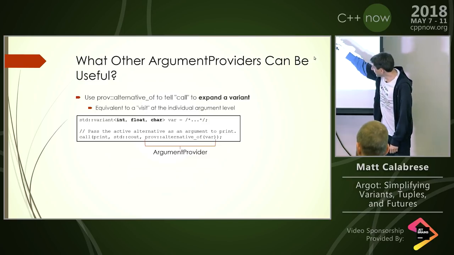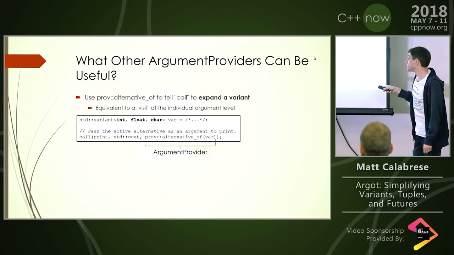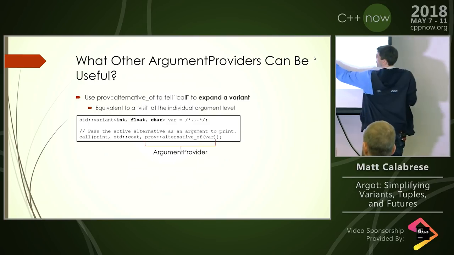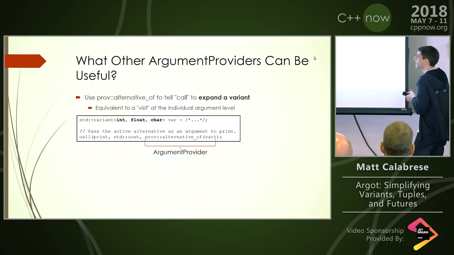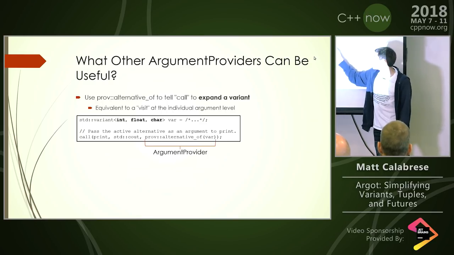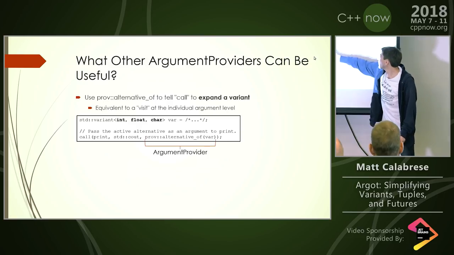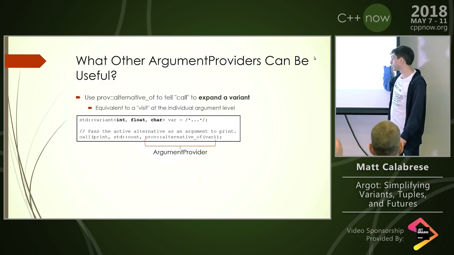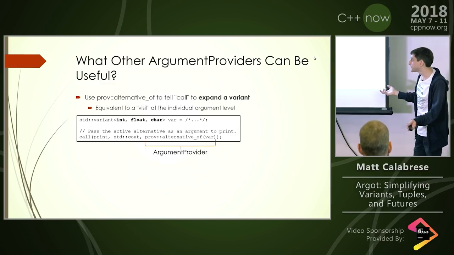So we showed prov unpack. Here's another one that's very useful. This one's called prov alternative of. And it does something like a std visit operation. Where if you wrote prov unpack with a tuple here, it expanded to all the elements, what this logically does is a visit of exactly one of the arguments, this argument that you passed. And if you were to expand out multiple different variants, by using prov alternative of variant 2, prov alternative of variant 3, you get the equivalent of a variadic visit operation, which we have with std visit.